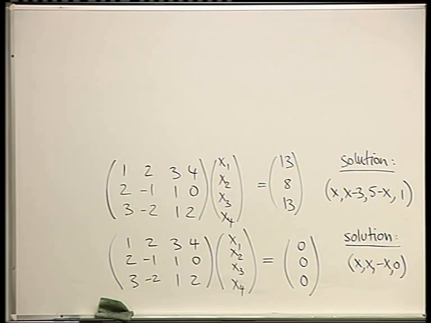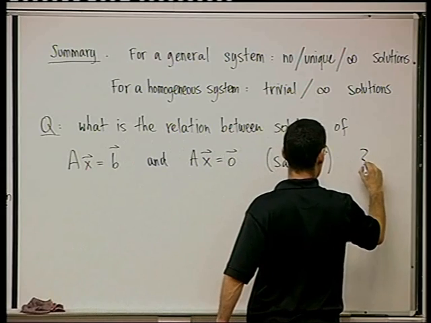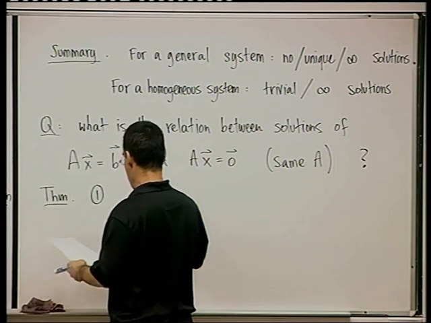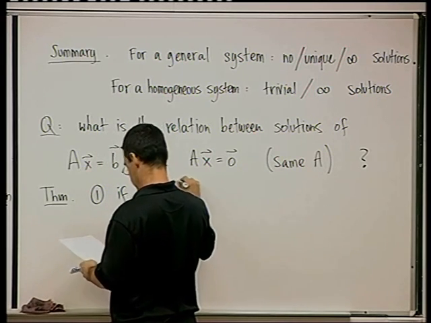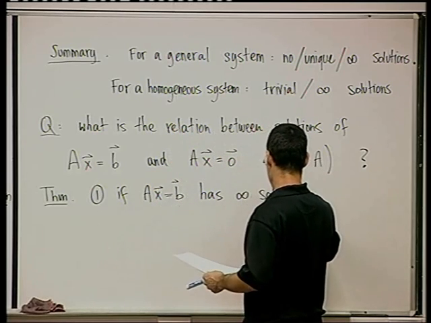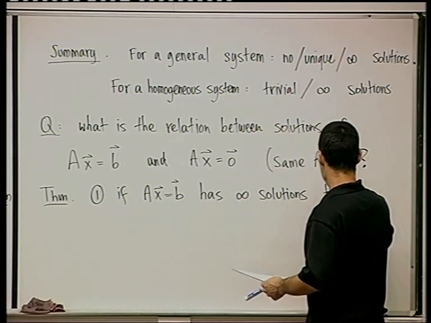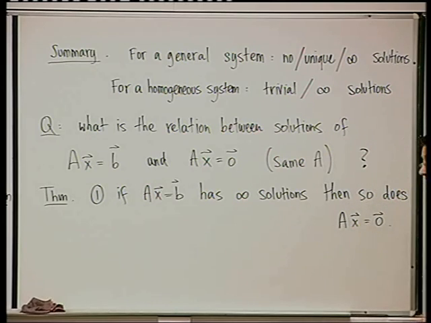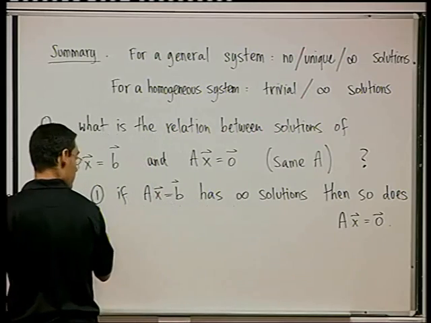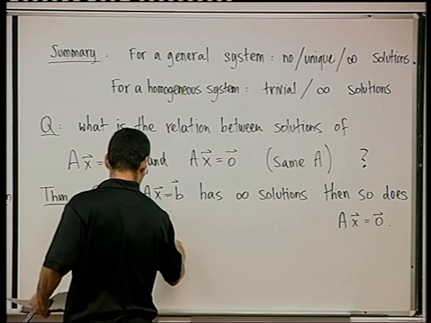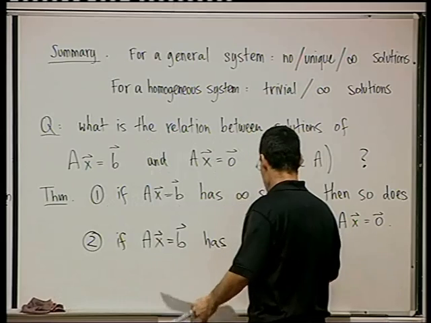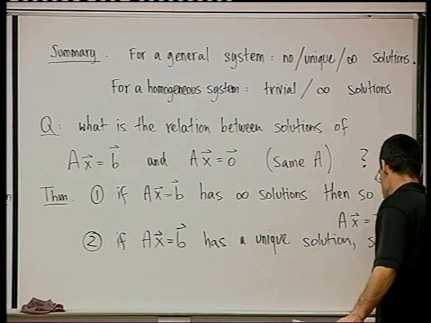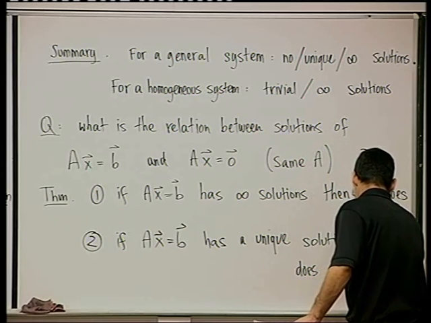So here's a theorem. It has two parts. One, if AX equals B has infinitely many solutions, then so does AX equals 0. Again, same A. And part 2, if AX equals B has a unique solution, then so does AX equals 0.